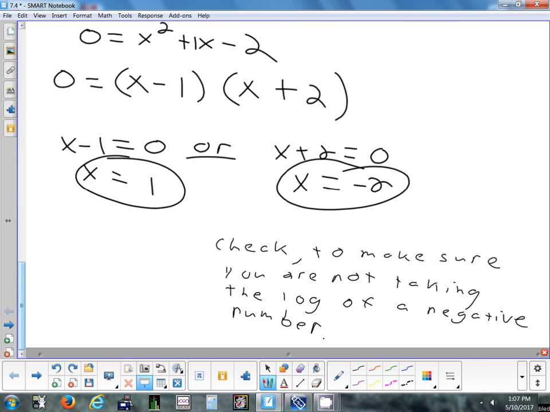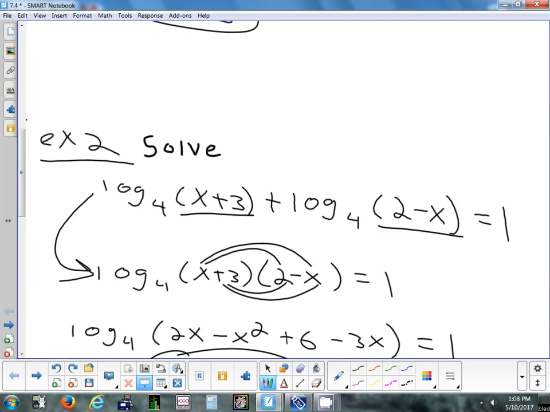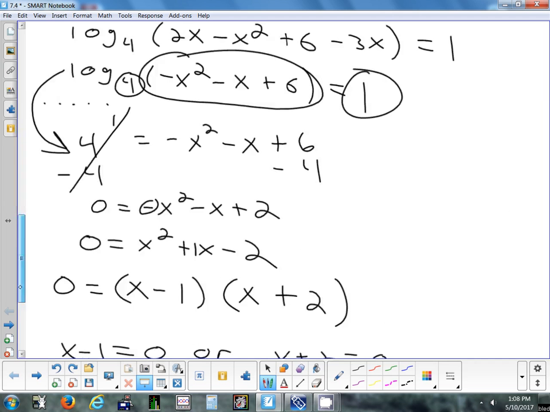The only thing you have to be careful about with the answers is you have to make sure when you plug them in, you're never taking the log of a negative number, because if you do the log of a negative, it's imaginary. So I'll start with the number 1. I'm going to scroll up to the original problem, plug it in, and make sure that I never get a negative. What's 1 plus 3 if I fill in 1 for x? 4. Is that positive? Yep, we're good. What's 2 minus 1? 1. Is that positive? Yep, we're good.